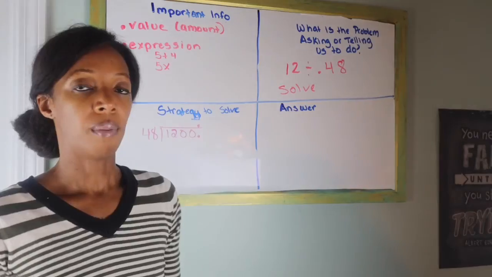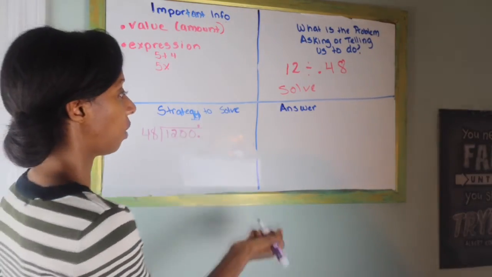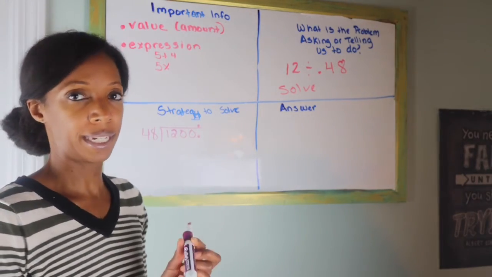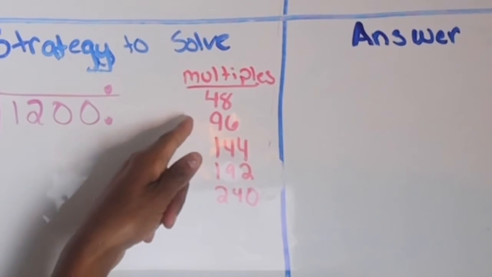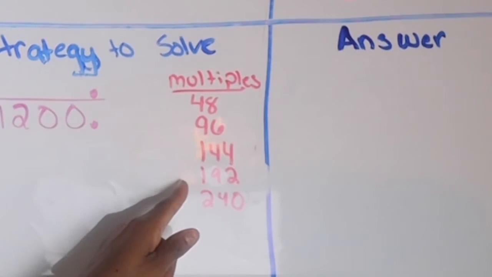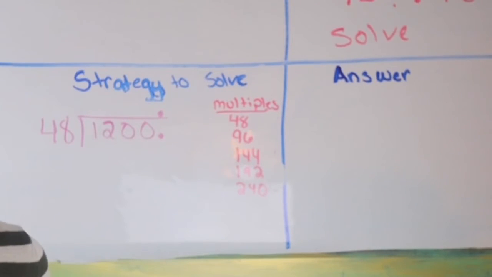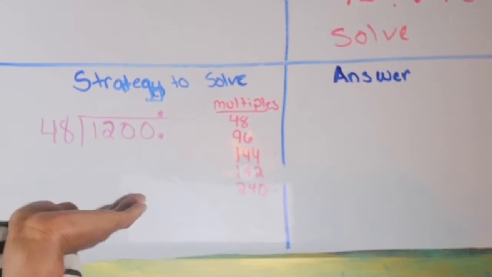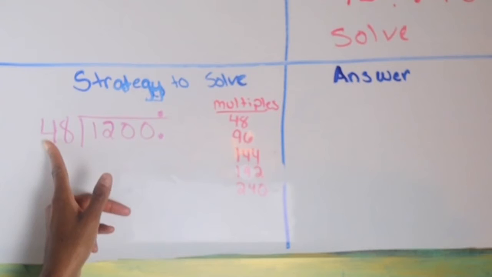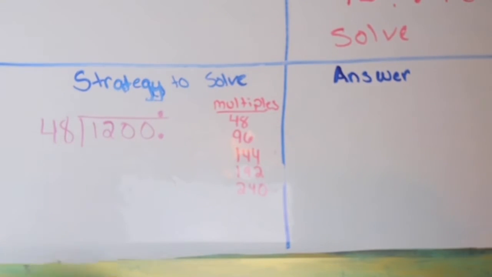So now we can begin my division, or my divisor in terms of multiples. What that means is on the side, I like to list the multiples of 48: 48, 96, 144, 192, and 240. I have multiples of 48. This is going to help me to divide better. Again, if you list the multiples of your divisor on the side, this could help you divide better.